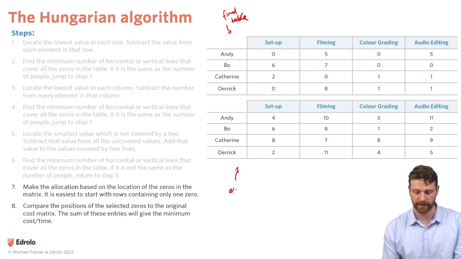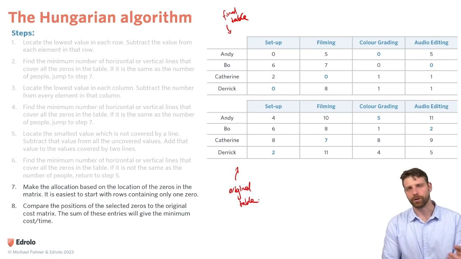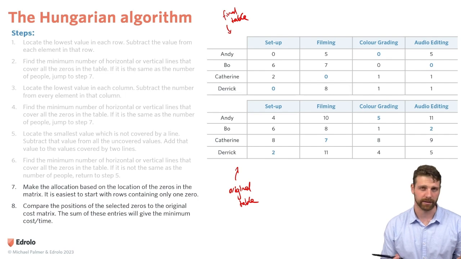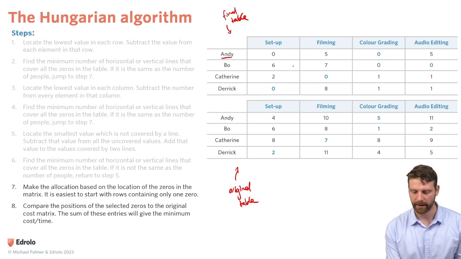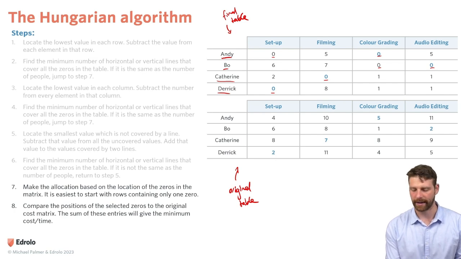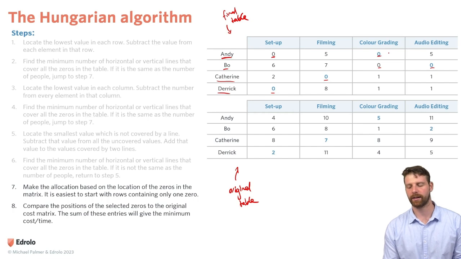So this is the original table. Okay, the way that we choose who should do what activity is based on the zeros that we've got and their position. So here we can see there are 2 zeros in Andy's row. There are 2 zeros in Bo's row, 1 zero in Catherine's row, and 1 zero in Derek's row. Okay, what this means, so if we focus on Andy, he's got a 0 in setup and a 0 in color grading. And that means that I can choose him to do either one of those.